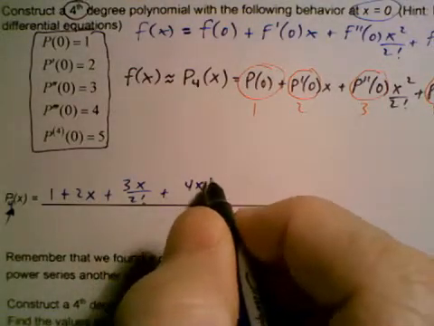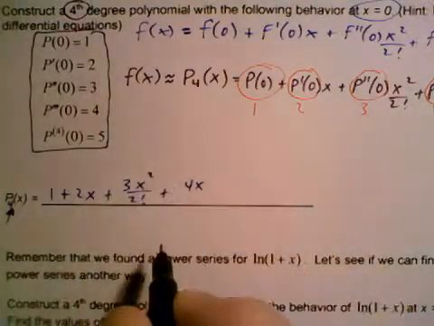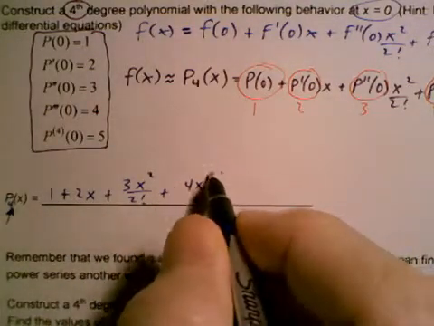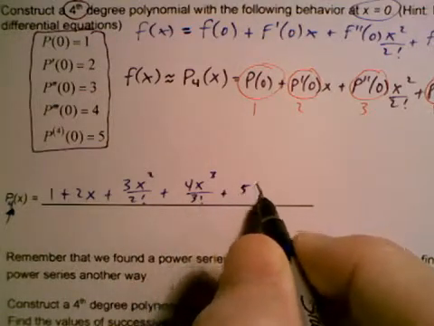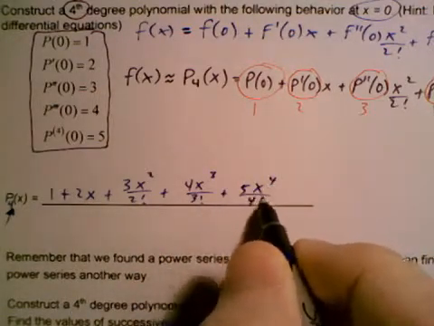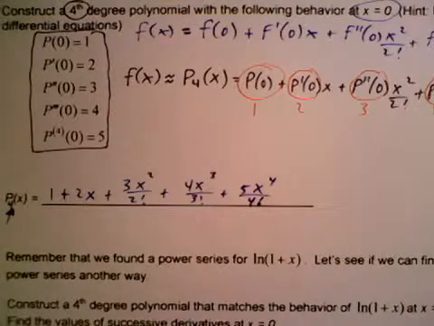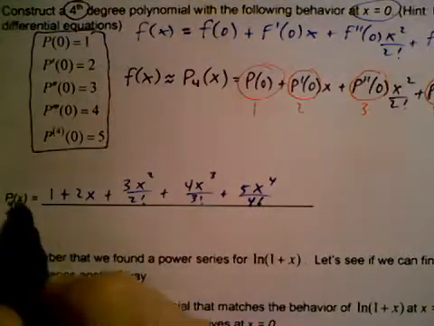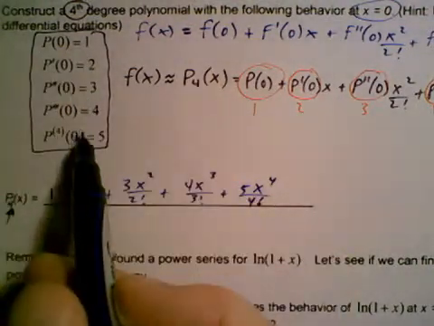plus 4x, did I mess up? Yeah, 3x squared over 2 factorial plus 4x cubed over 3 factorial plus 5x to the 4th over 4 factorial. And that's your polynomial. That's your 4th degree polynomial of x, in terms of x, that approximates the function that has this behavior.